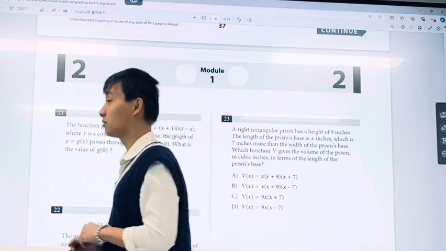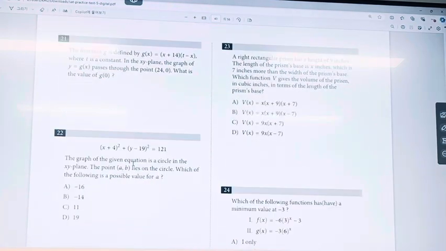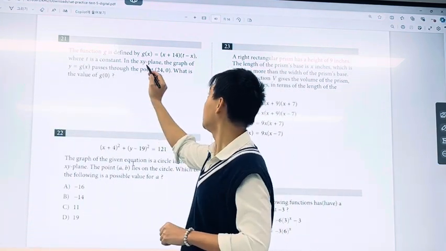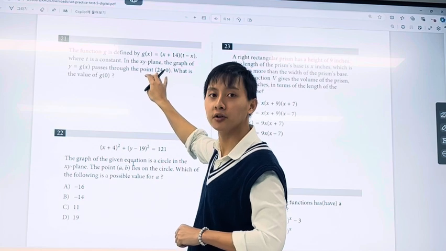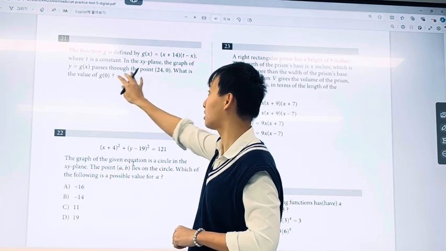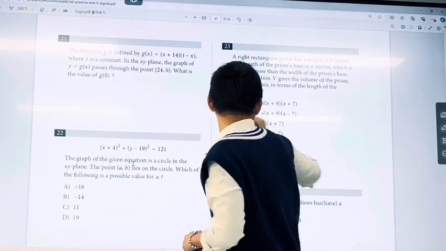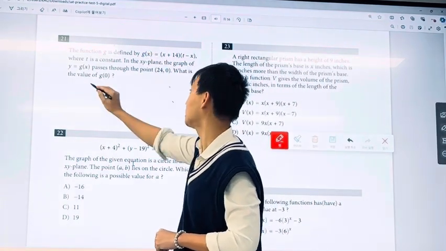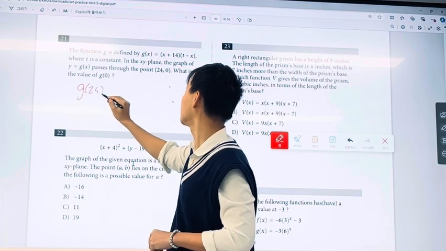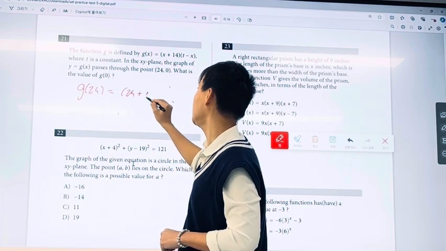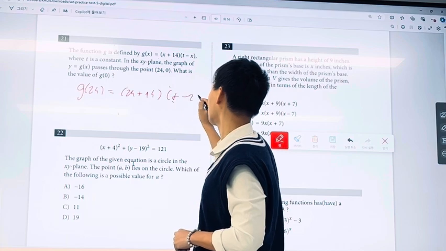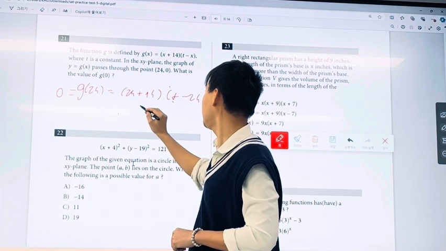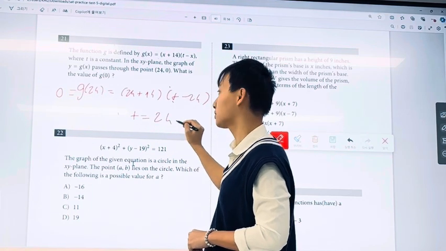One question about the graph. How can we do this kind of question? The first step, you can see the graph passes through this point, so you substitute 24 and 0 into this equation, where x equals g equals 24. It's going to be 24 plus 14 times t minus 24. Because this equals 0, we let t equal 24.